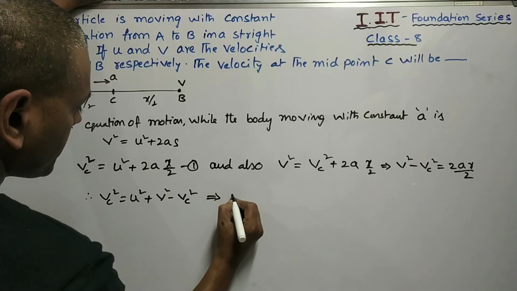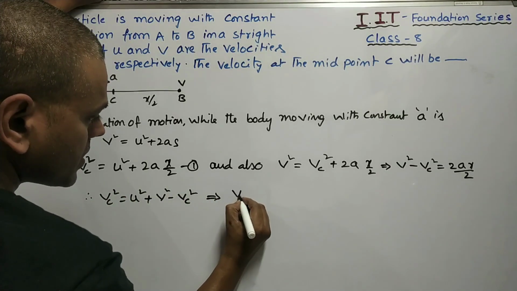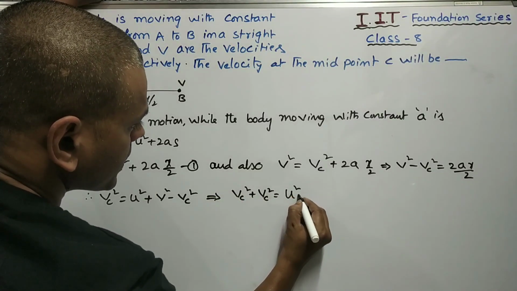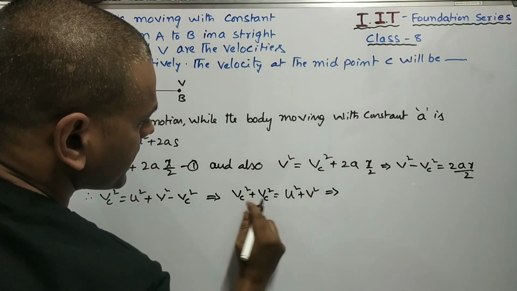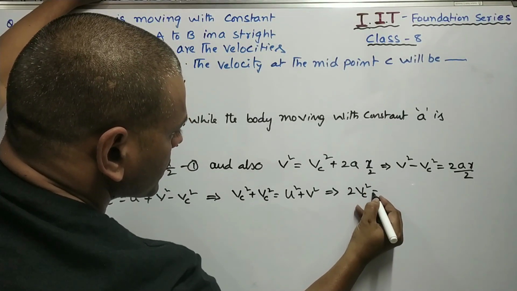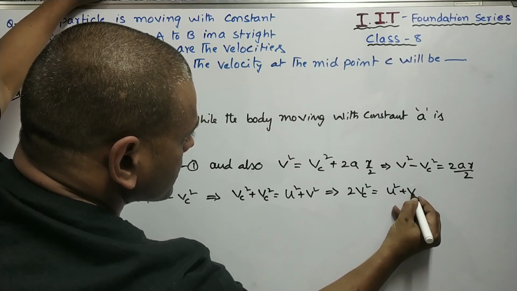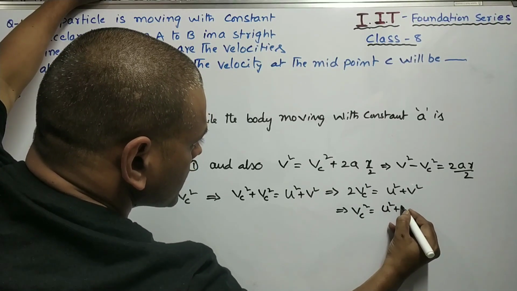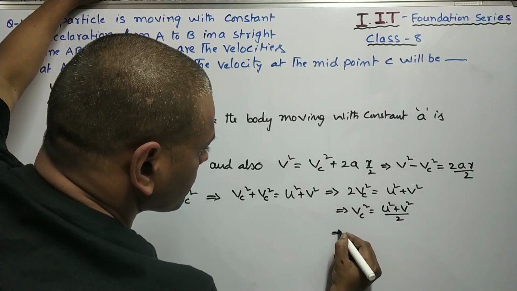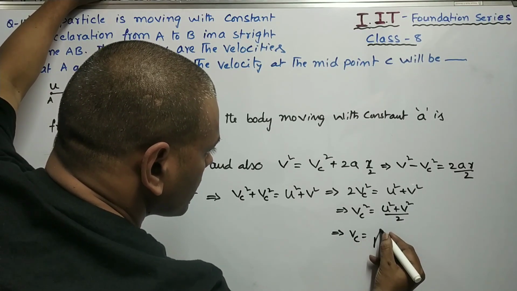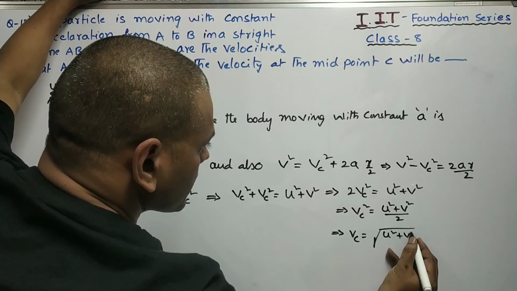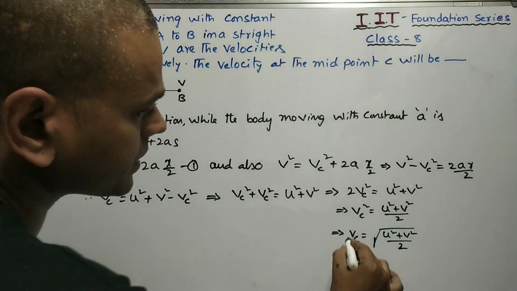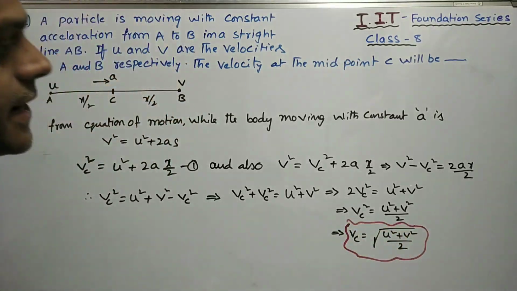That implies this Vc square is brought to this side. That means Vc square plus Vc square is equal to u square plus v square. That implies 2Vc square is equal to u square plus v square. That implies Vc square is equal to (u square plus v square) by 2. That implies Vc is equal to the square root of (u square plus v square) by 2. So this is the solution for this question. Right, thank you.